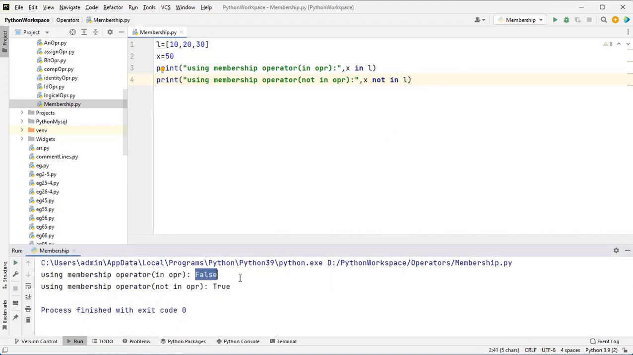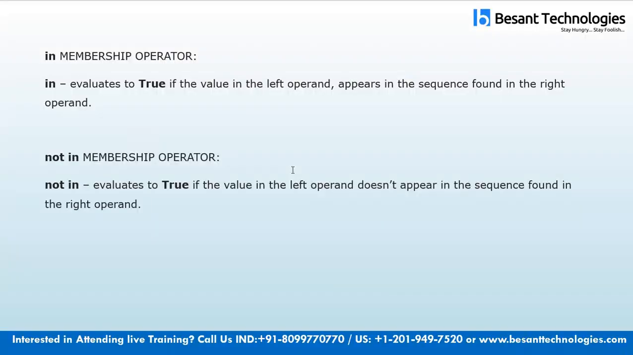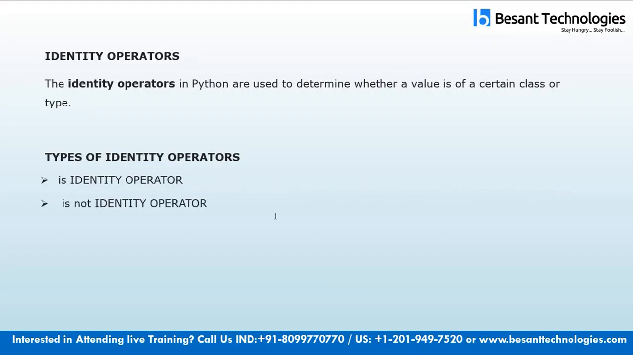So false. Next one, x not in L. So it checks whether the x value is not present inside the list elements. If it is not present only, it returns true. So this 50 is not present inside this list elements. So my output is what? True. Is it clear?